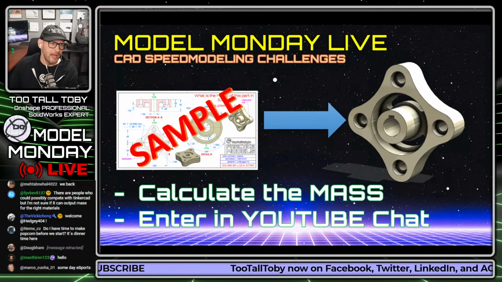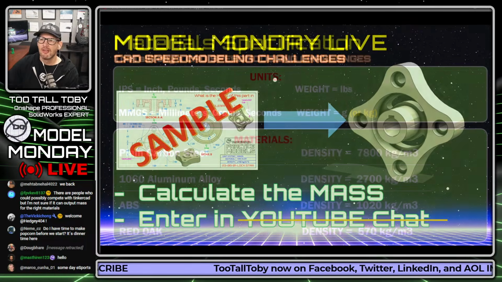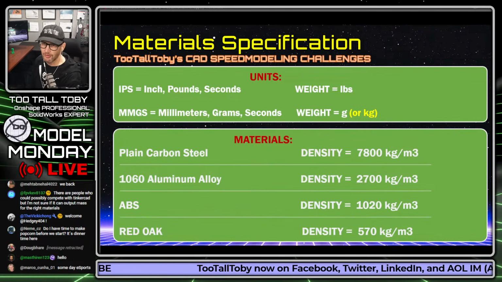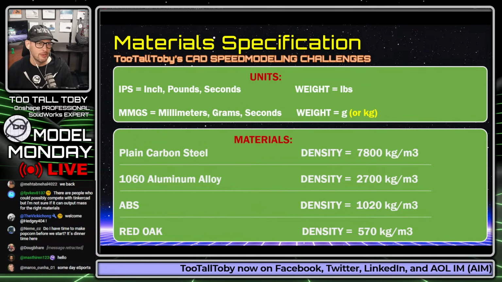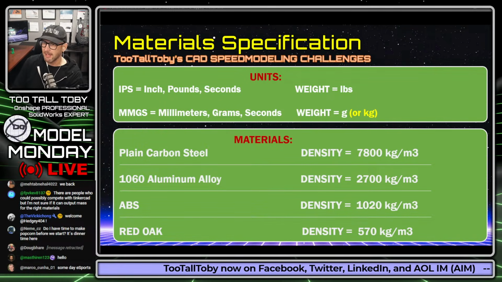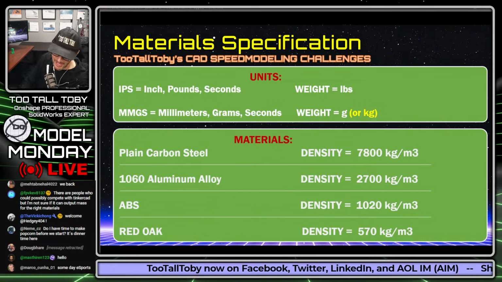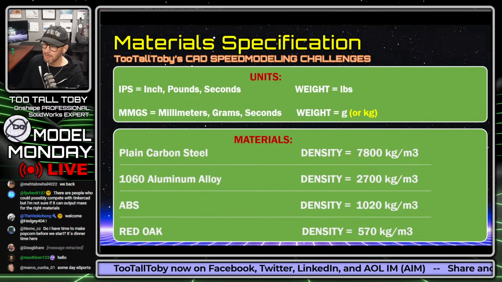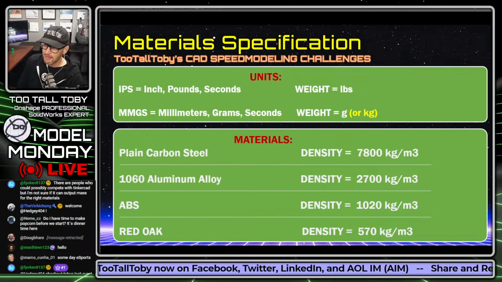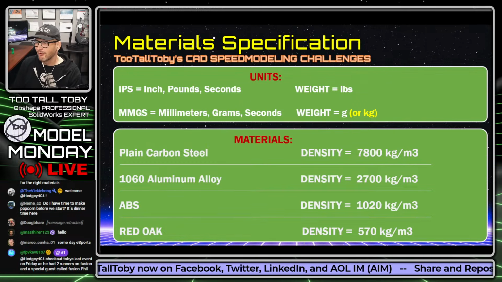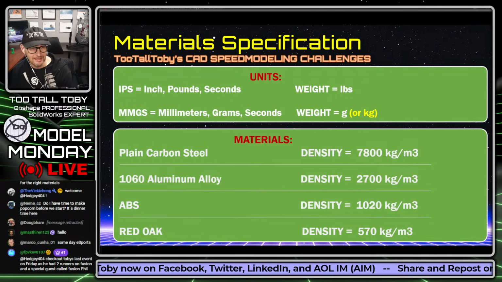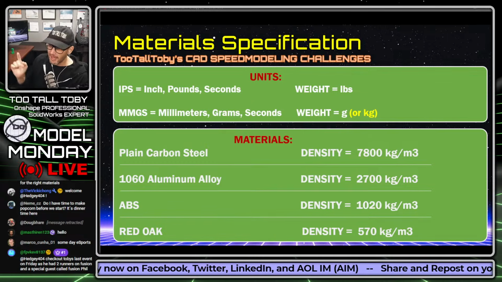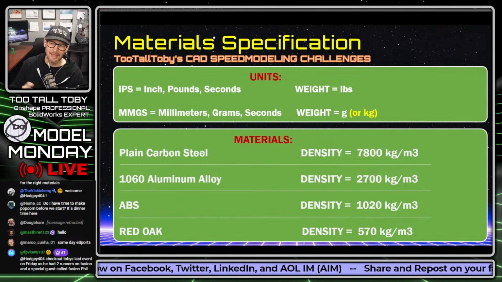Now, in order to calculate that mass and get that mass correct, you're going to need to have the correct material density. So here are the material specifications we use. On the drawing, it might say IPS, meaning inches and pounds, or it might say MMGS, meaning millimeters and grams. And on the drawing, it'll say one of these 3 materials. Here are the densities that we use for these materials. Now, of course, these material densities are listed in the title block, but you're going to want to make sure you have these material densities ready to go.